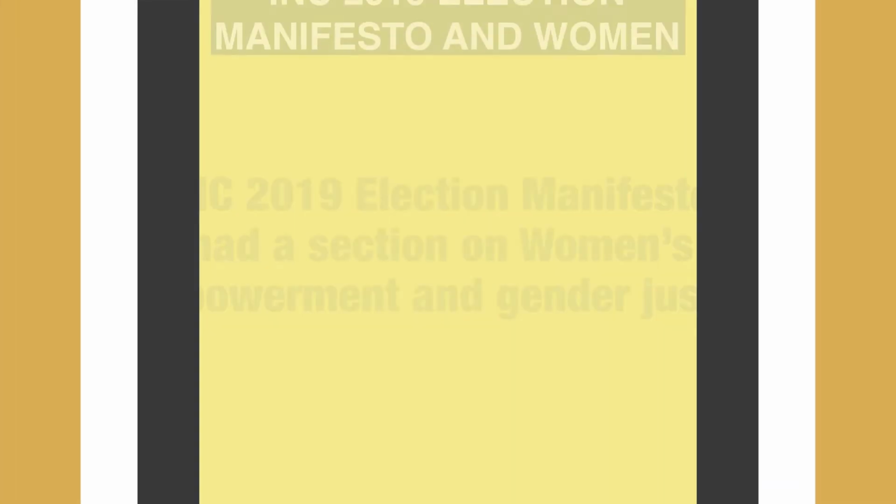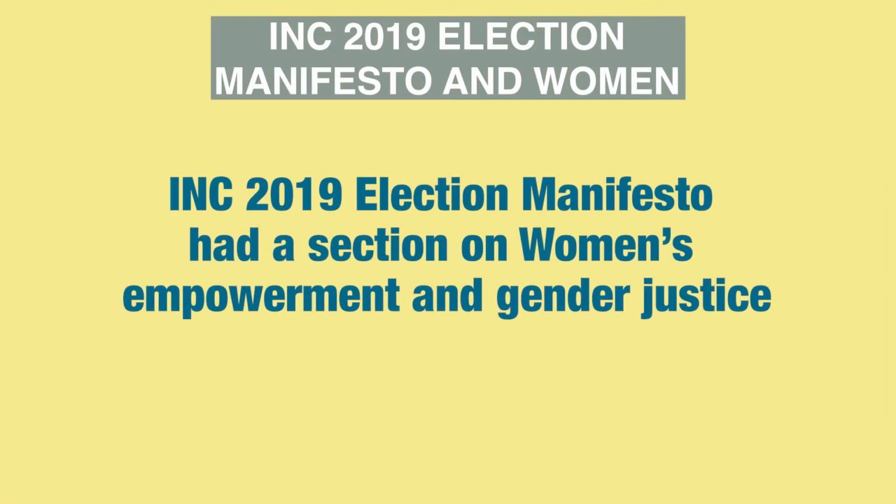33% reservation in parliament and state assemblies through a constitutional amendment was also clearly outlined in the 2019 BJP manifesto. Coming to the Indian National Congress 2019 electoral manifesto, the manifesto had a separate section on women's empowerment and gender justice.